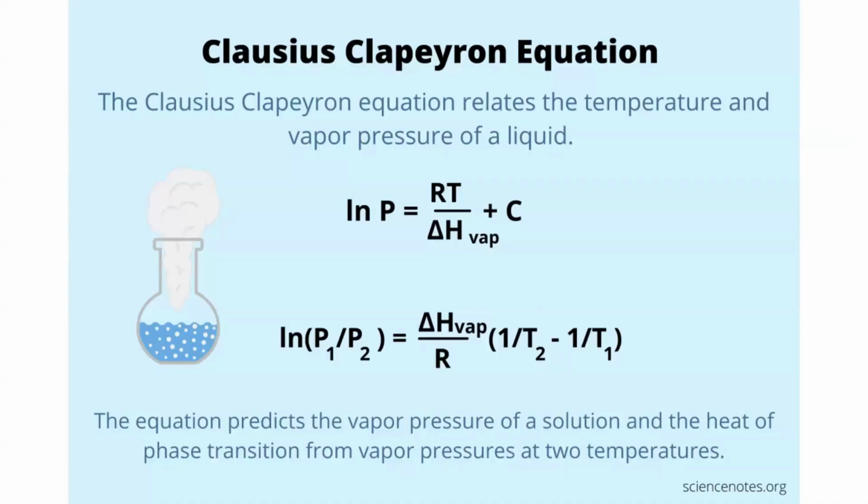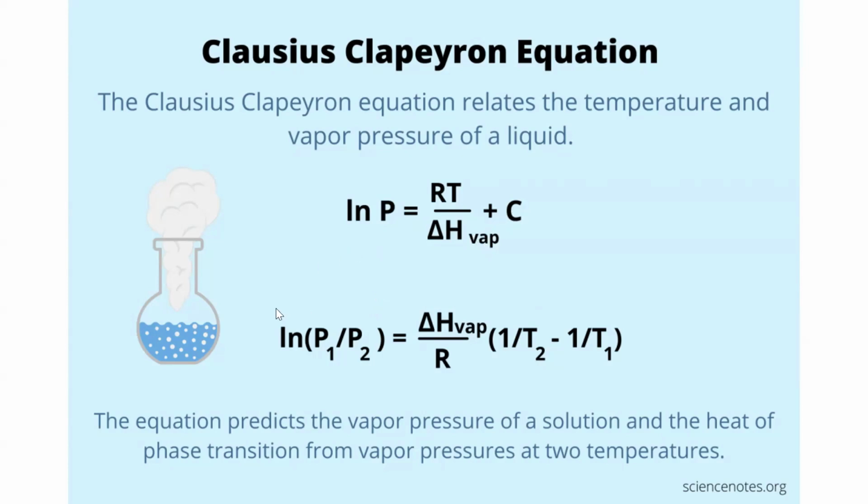The Clausius-Clapeyron equation relates the temperature and the vapor pressure of a liquid. This equation is ln P = -ΔH_vap/RT + C, where P is the vapor pressure of the gas.